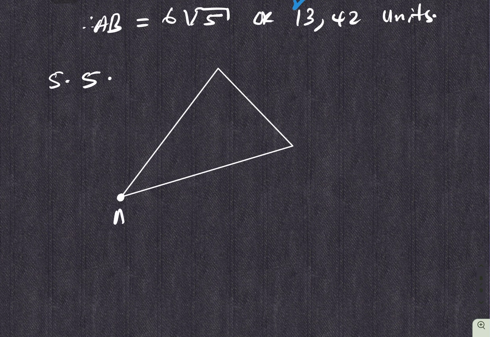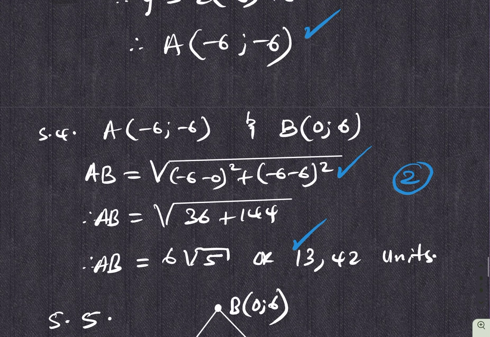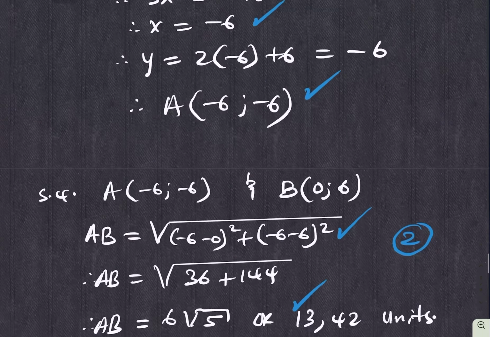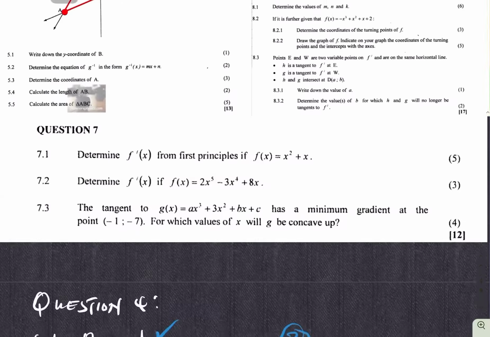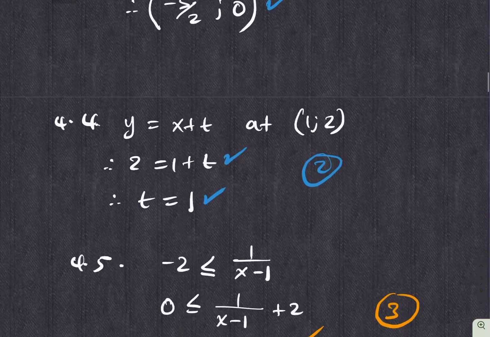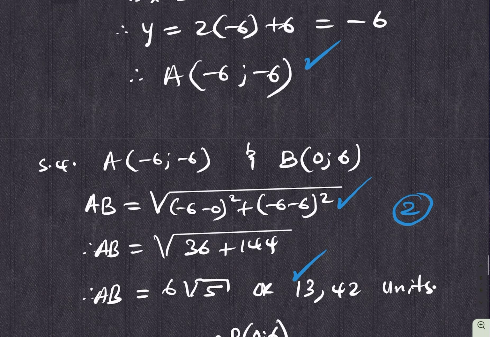You have A there, that is (-6, -6). And then you have B there, which you found to be (0, 6), right? And then C is somewhere there, that is (3, 0). Let me check C, I don't want to lie to you. What is C? C is the x-intercept of the inverse, so from the inverse, when y is 0.